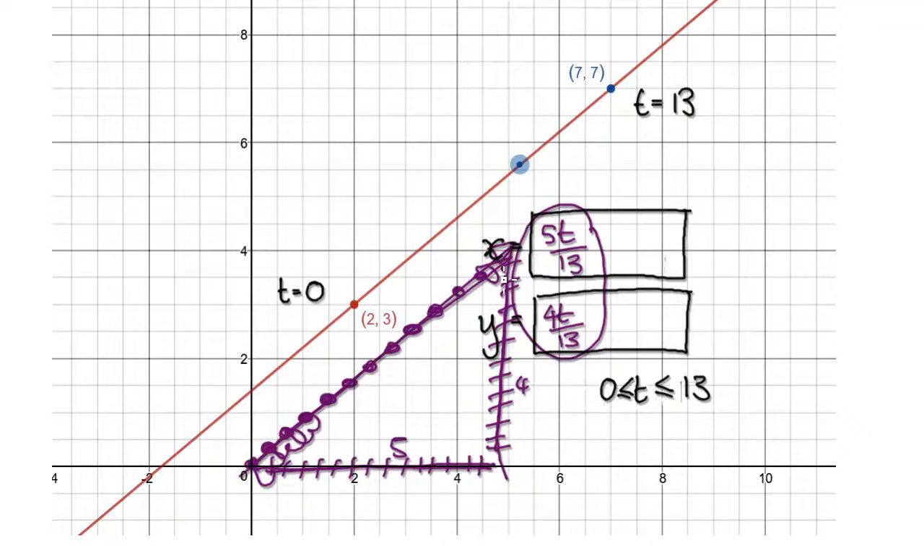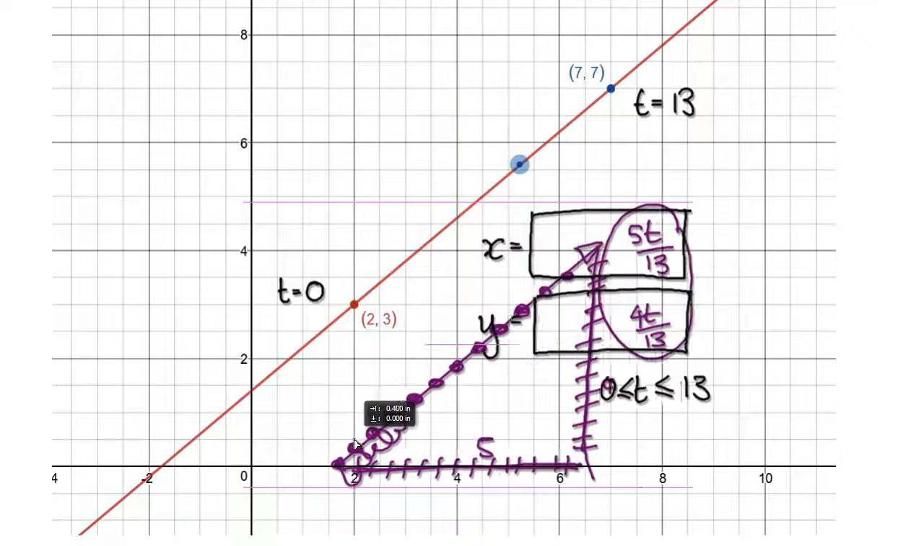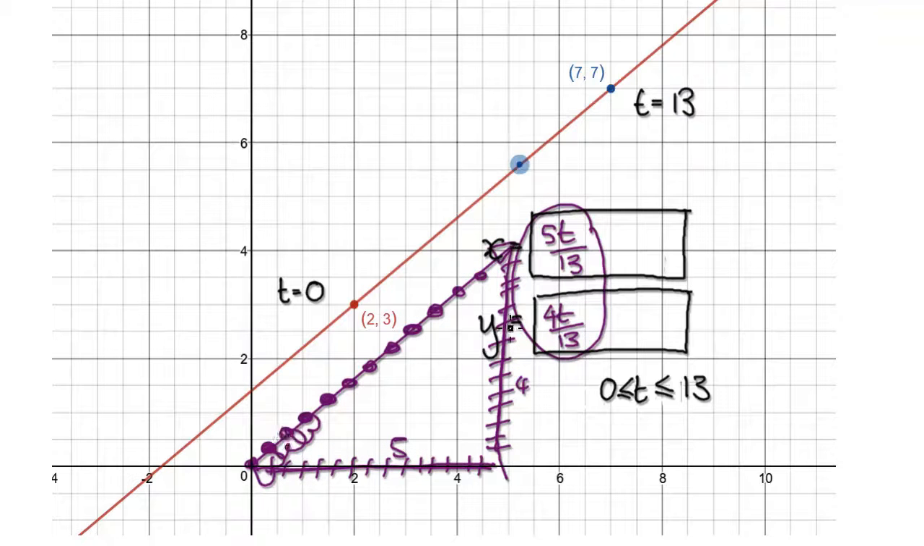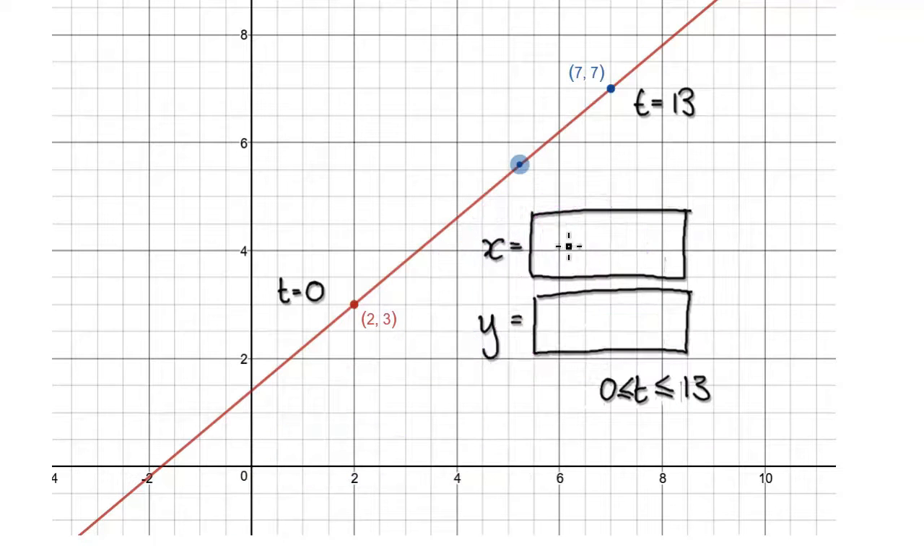But now we need to translate it. We need to move it 2 across and then 3 up, so we add 2 and we add 3. Your final parametric equations will be given by these: x equals 5t over 13 plus 2, and y equals 4t over 13 plus 3. By the time it gets to 13 seconds, it will terminate right here.